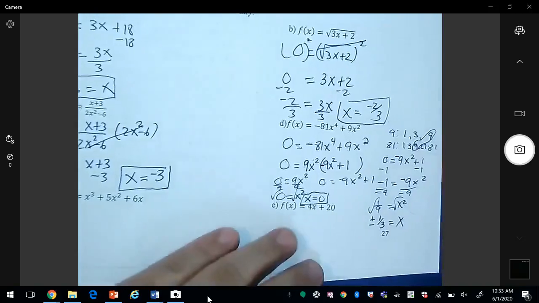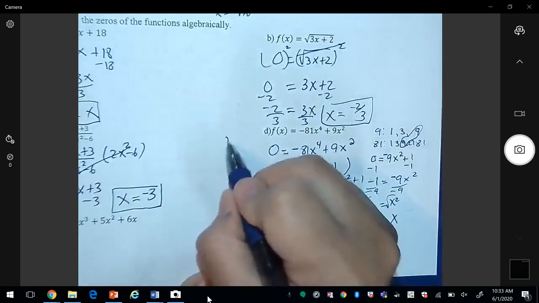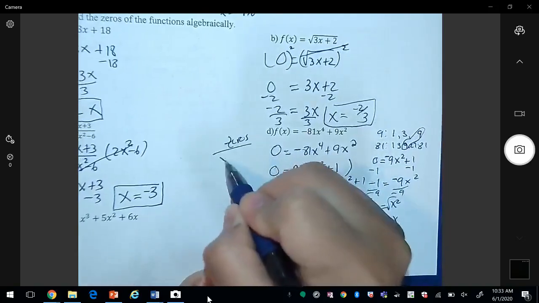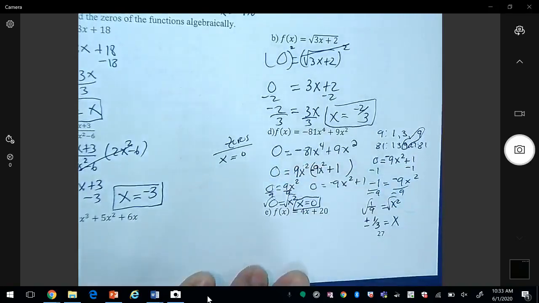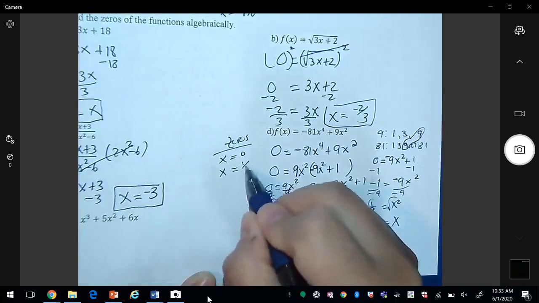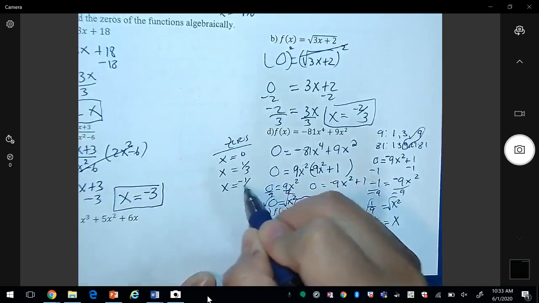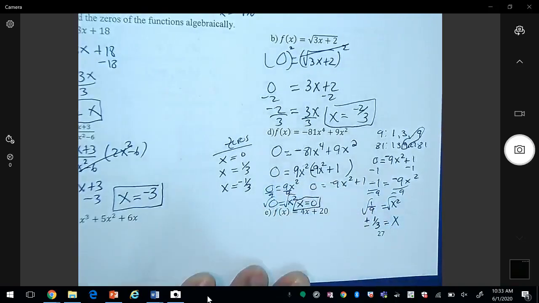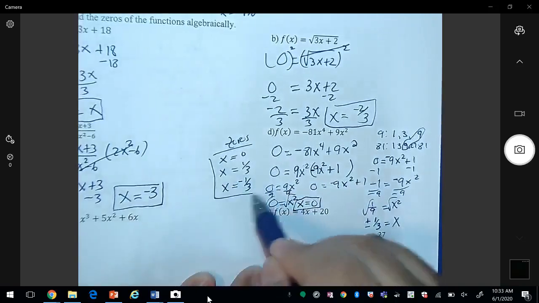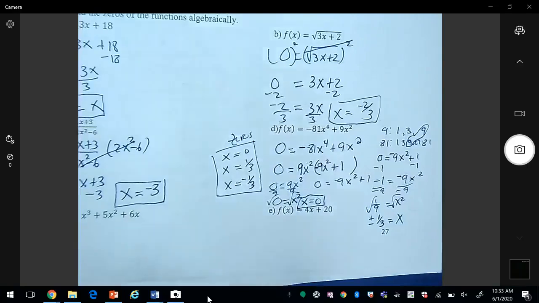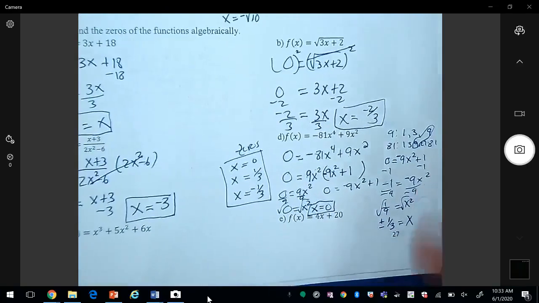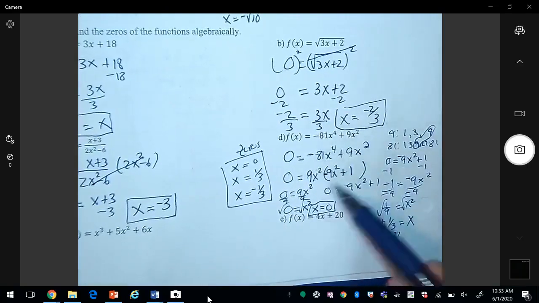So the zeros for this one, I'm going to write them here, are x equals 0, x equals 1/3, and x equals negative 1/3. In chapter 2, we'll be working more with these types of problems that are quadratic.